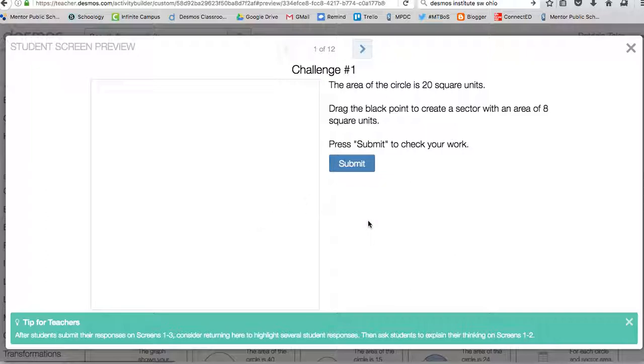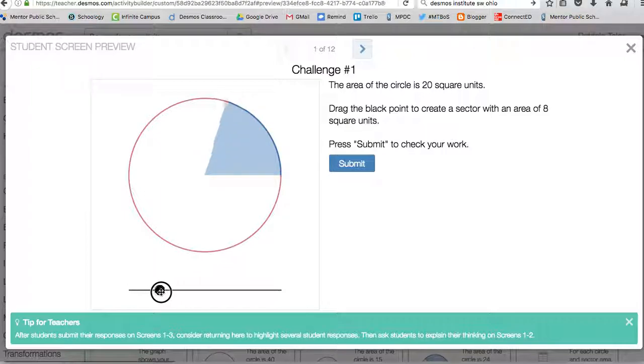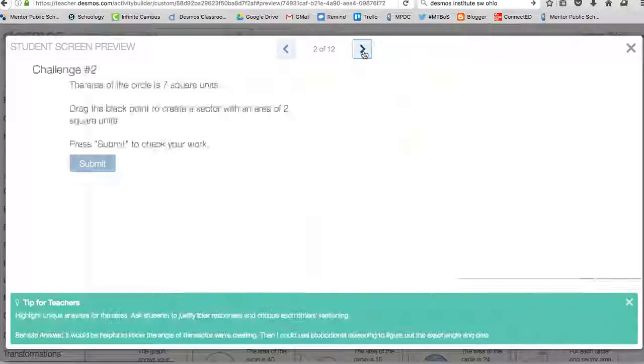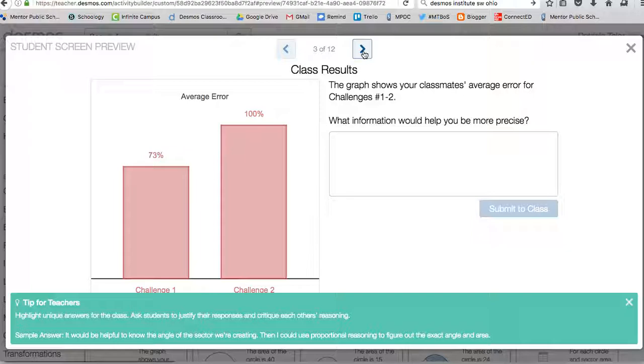And this has a nice progression of having students estimate area of a sector. It tells us that the circle is 20 units. It tells us that we want to create a sector with an area of about 8. So a student would have to think about proportion of the circle, hopefully think kind of about central angles. And we have some similar things there.